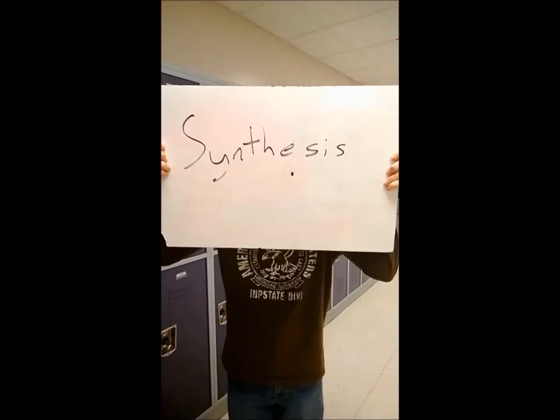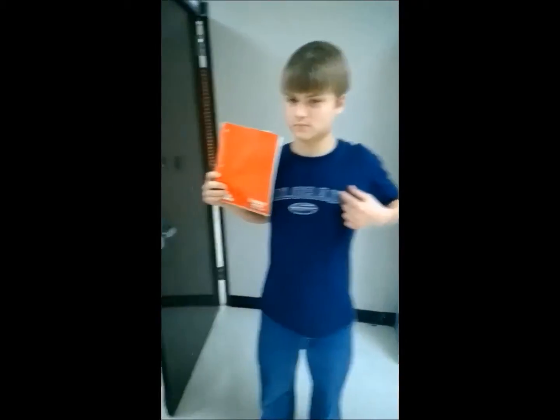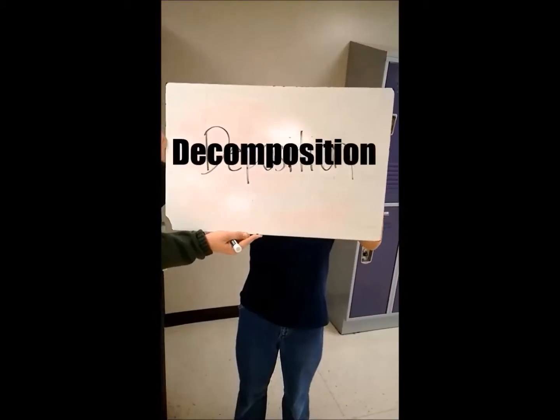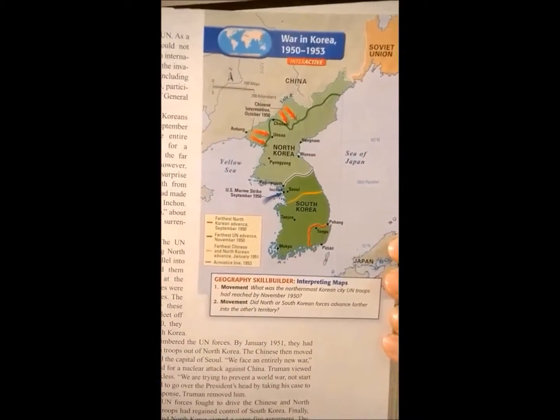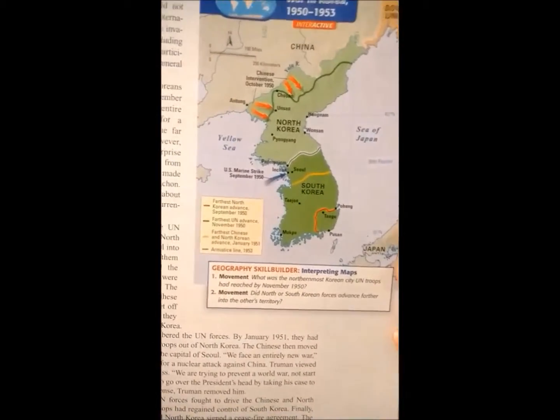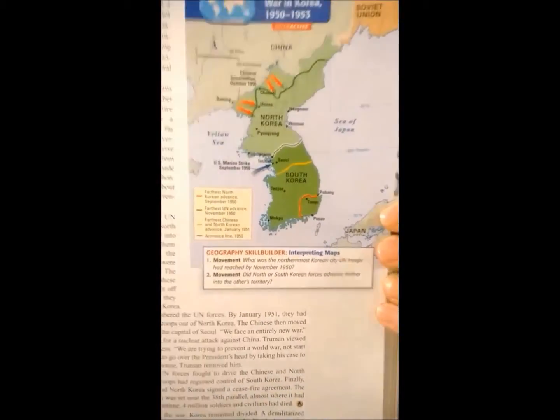This is synthesis. Blue plus red equals purple. Decomposition. An example of this is the Korean Peninsula. It used to be just Korea. Now it is North and South Korea.